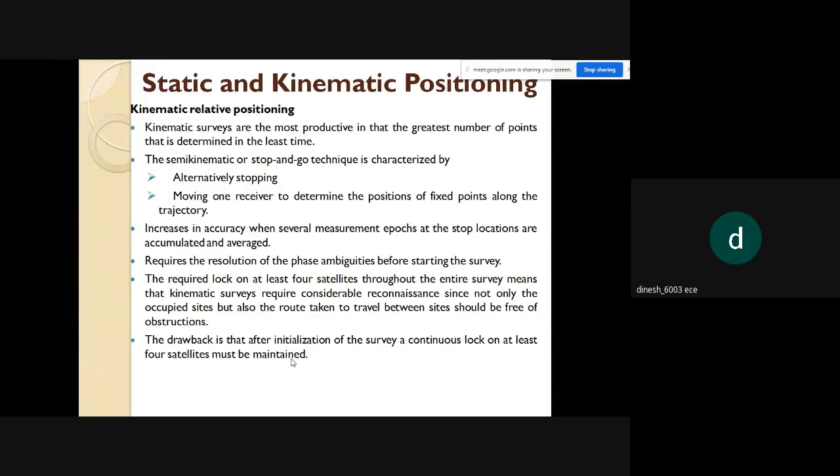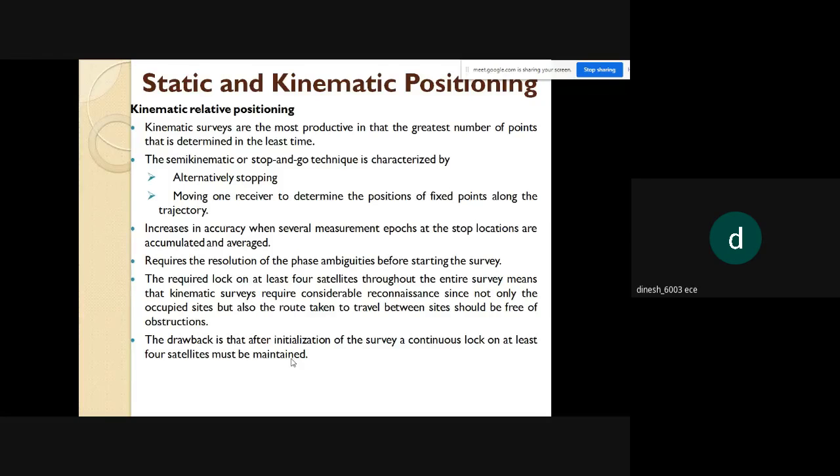This increases accuracy where we have many measurements to be done. If we have many measurements to be done with a single receiver, we can use this kinematic positioning method. The resolution of the phase ambiguities starts before the survey. The required lock-on has at least 4 satellites throughout the entire survey.